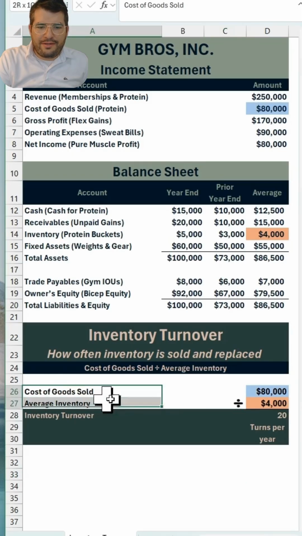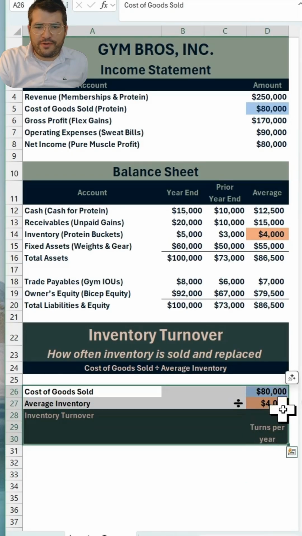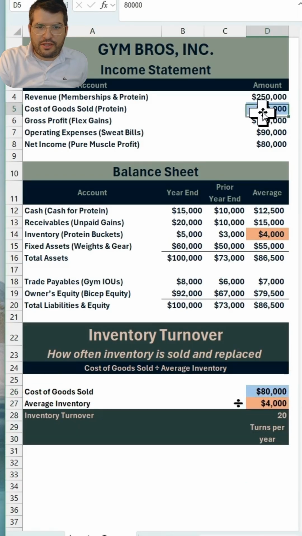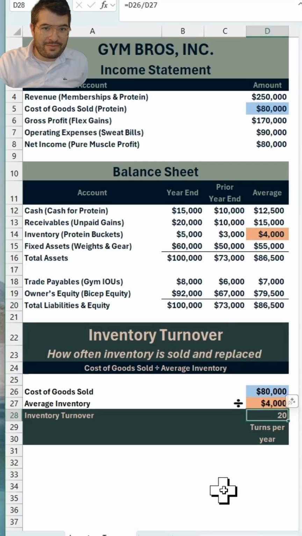So here's the calculation of the inventory turnover. What you'll take is your cost of goods sold for the period, in this case it's a year, and then you'll divide it by your average inventory amount. So when you divide, that gives you a return of 20 turns per year. So that's telling me that they have burned through their average of $4,000 of inventory 20 times during the year. That's actually on the high side.